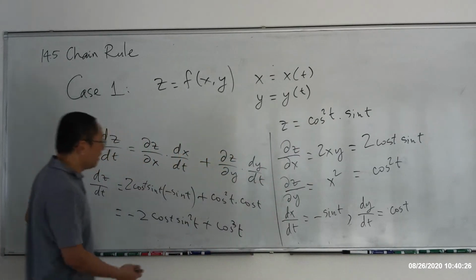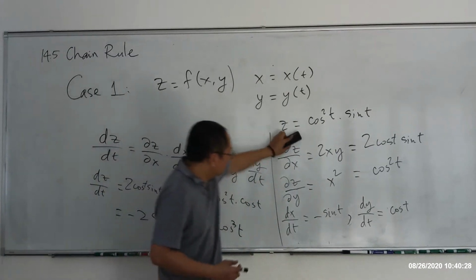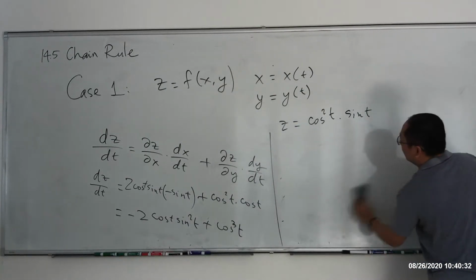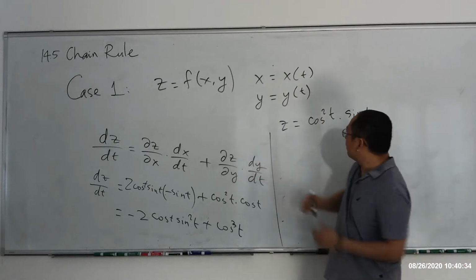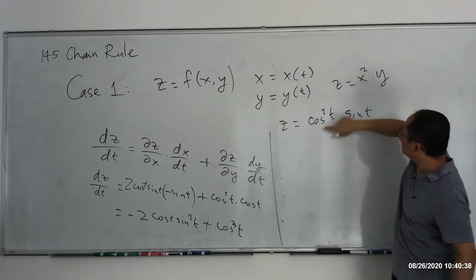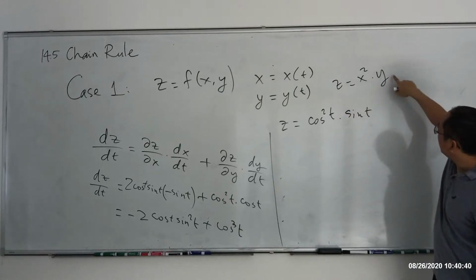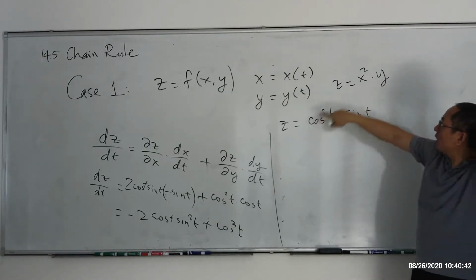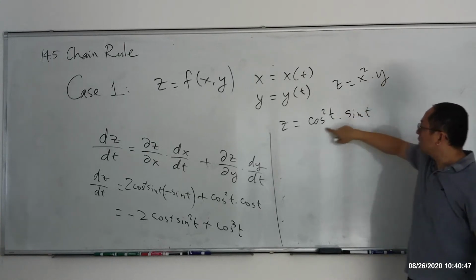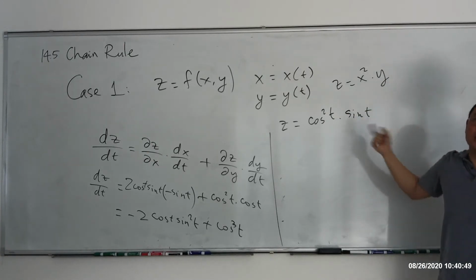Now I wonder what answer I should have, so let me do it. You see what we're talking about right here? I use a function z equal to x squared times y, where x is cosine t, so x squared is cosine squared t, and then y is sine t. I plug in. So I change from a function of two variables x, y into a function of just one variable t, and then I differentiate using calculus one.